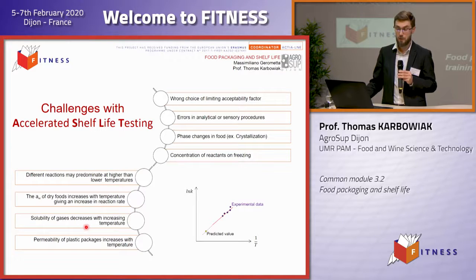Another important thing is the solubility of gases, and let's consider, for example, oxygen. That means the solubility will decrease when the temperature increases. So you will save time, but you will decrease the oxygen concentration level when you increase the temperature. So that might be a different situation from that at an ambient temperature, for example. And as we saw also, the permeability of plastic packaging will increase with the temperature. So these are limitations that you might see in performing accelerated shelf life testing.